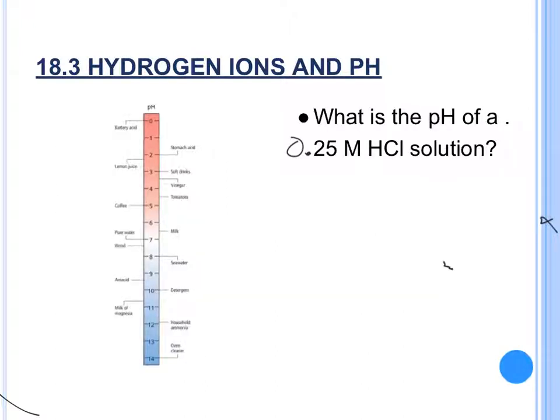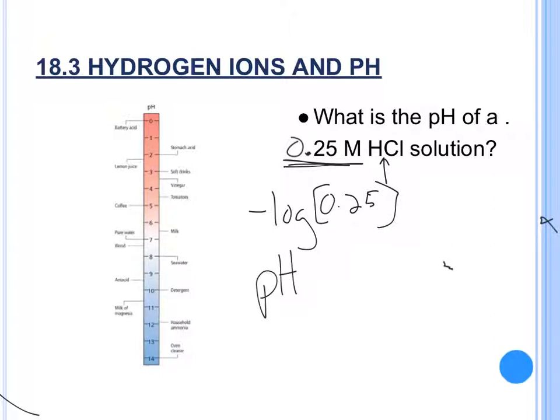So, for example, what is the pH of a 0.25 molar HCl solution? Like we talked about in the last video, HCl is a strong acid, which means all of those HCl's are going to dissociate to produce hydrogen ions. So we can use the molarity of the solution as the concentration of the hydrogen ions because it's a strong acid. So to find this number, we're going to take the negative of the base 10 log of the hydrogen concentration, which we just said is 0.25, the same as the concentration of the solution. And when we do that, we find that the pH of this solution is 0.6.